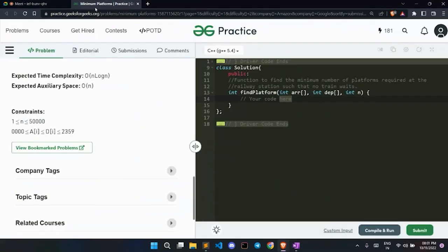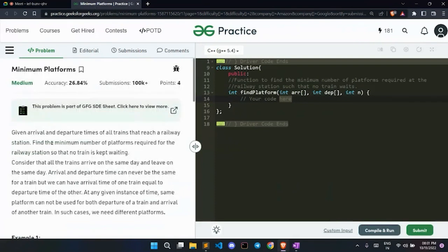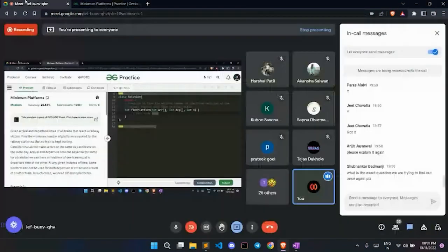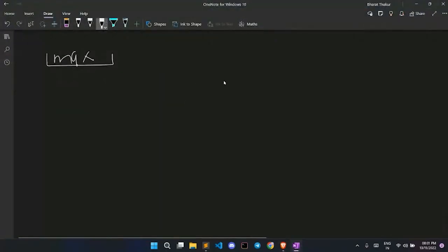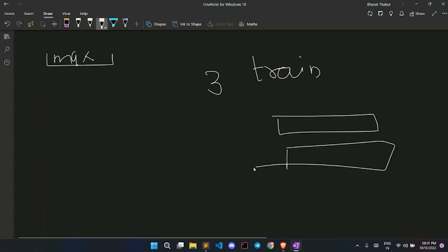We are trying to find out the minimum number of platforms that are required so that no train is kept waiting. That means at one particular point, if there are 3 trains at the railway station, all these 3 trains should have at least one platform. So there will be 3 platforms here, like this.